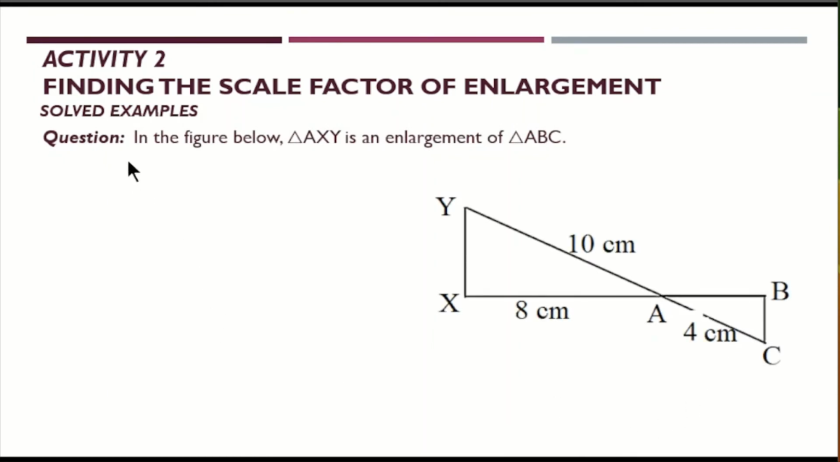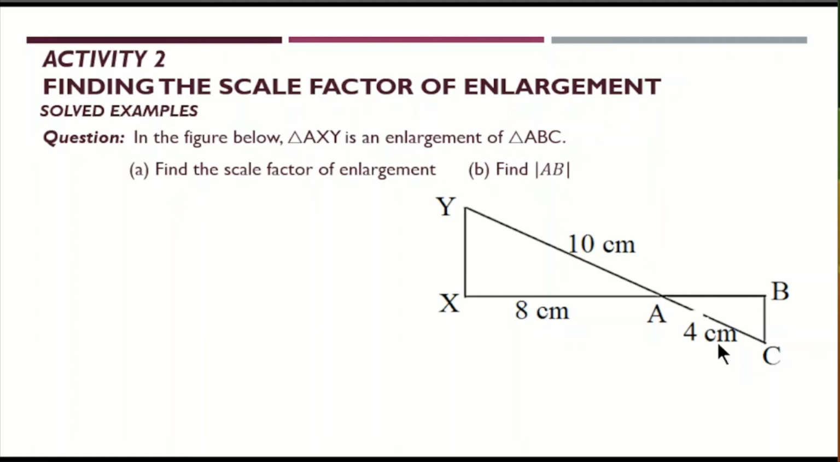In this example, the figure below, triangle AXY is an enlargement of triangle ABC. A, find the scale factor of enlargement, and B, find AB. We can identify the corresponding sides by observing the vertices that are on the same line. So over here, AY, which is 10 centimeters, corresponds to AC, which is 4 centimeters.